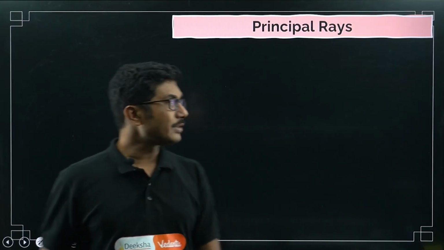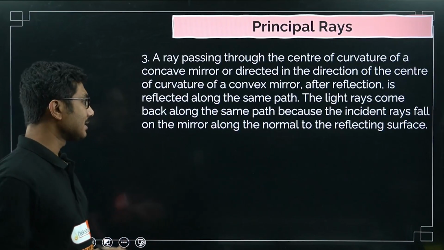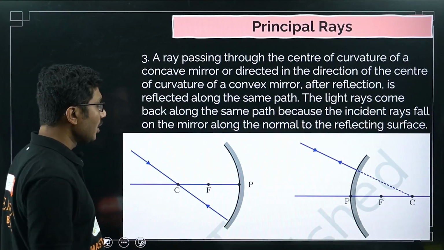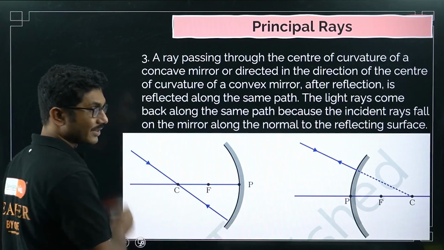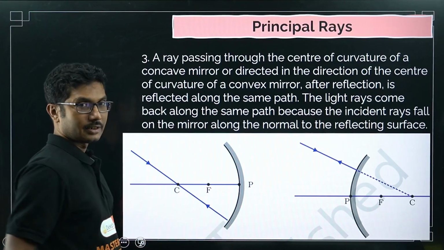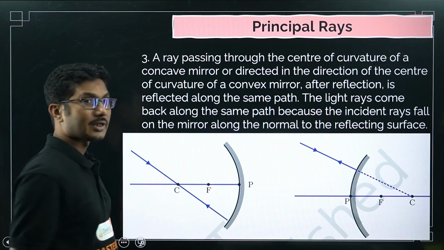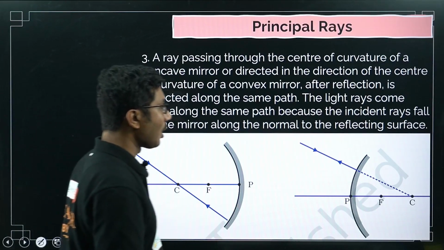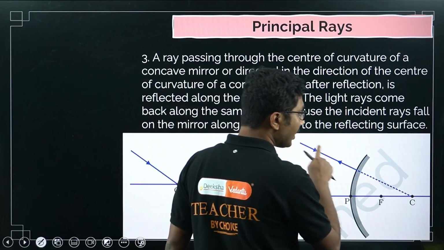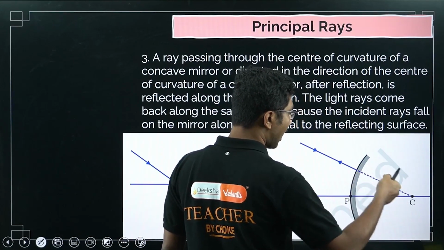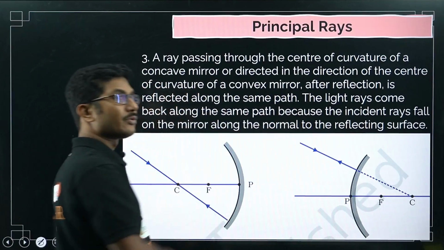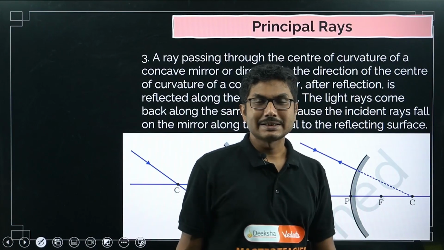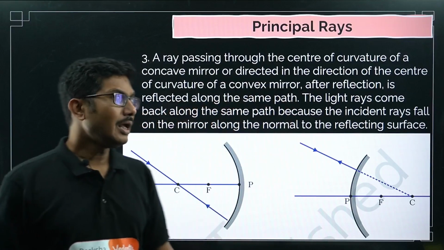There are two more principal rays. I will just briefly discuss them. When the ray passes through the center of curvature, after reflection it comes back straight. It's kind of normal incidence. When the ray is passing towards the center of curvature and hits the mirror, after reflection it goes back along the same path it came from. So you can consider this kind of reflection as normal reflection.